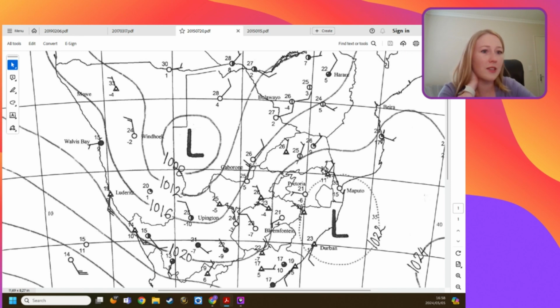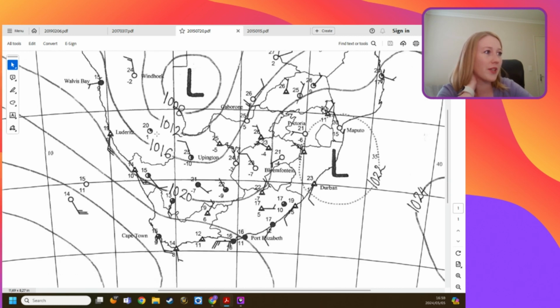Okay, we have the little loop around the L. The L means that this is low pressure, and the numbers decrease towards the L. As we go there, it gets lower and lower in value. So this is a low pressure. Are we happy with that? Good.